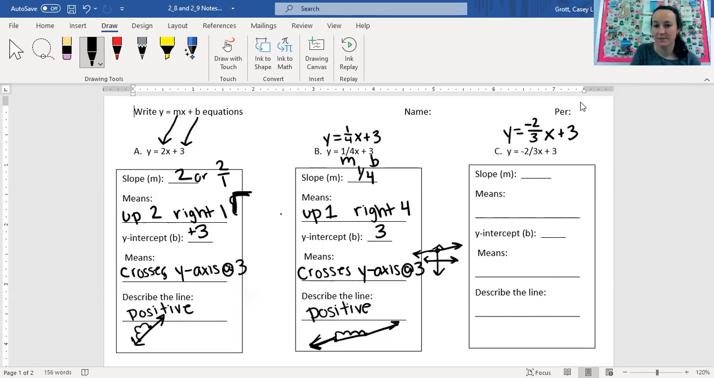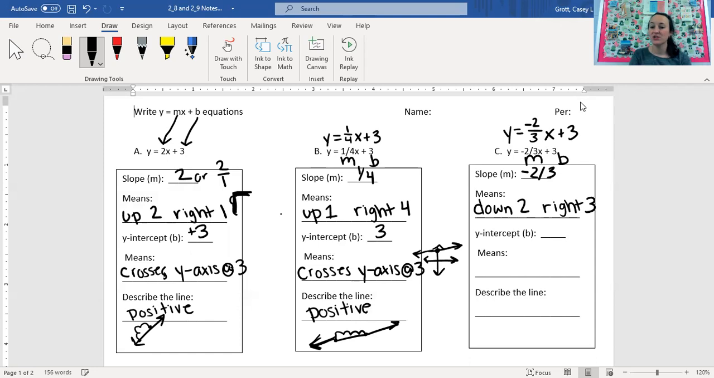Same thing here. Slope is always attached to the x. B is always by itself. So my slope, keep it together. We keep saying slope is a fraction. Keep those numbers together. My slope is negative 2/3. This means that I had to go down 2 and to the right 3.